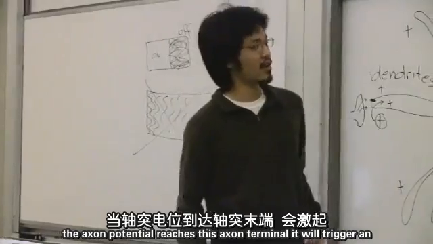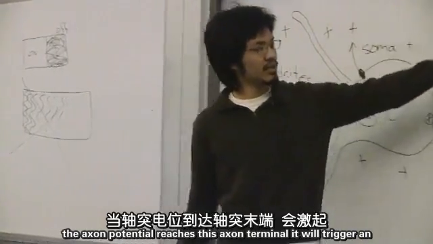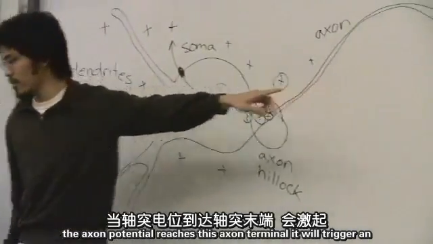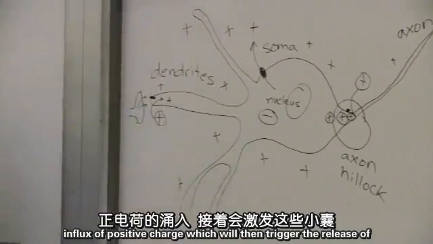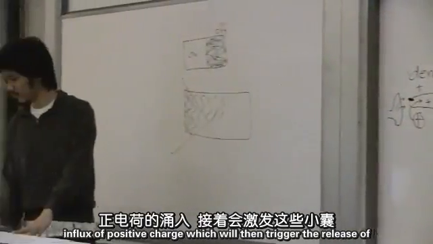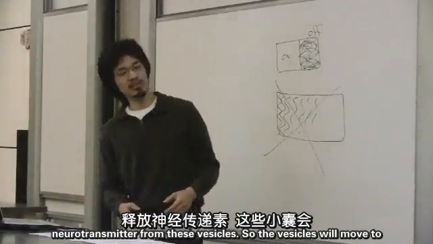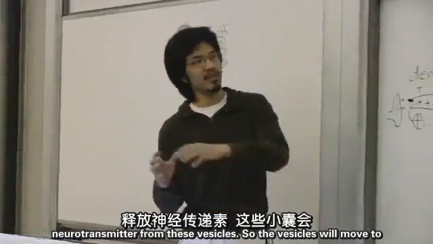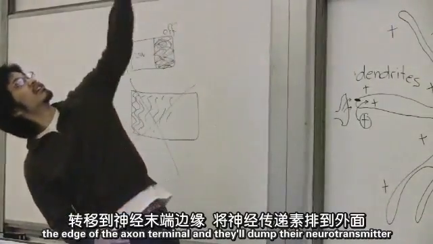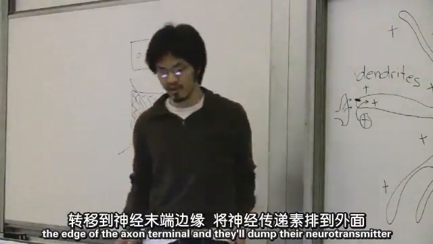Okay, so when the action potential reaches this axon terminal, it will trigger an influx of positive charge, which will then trigger the release of neurotransmitter from these vesicles. The vesicles will move to the edge of the axon terminal, and they'll dump their neurotransmitter out.